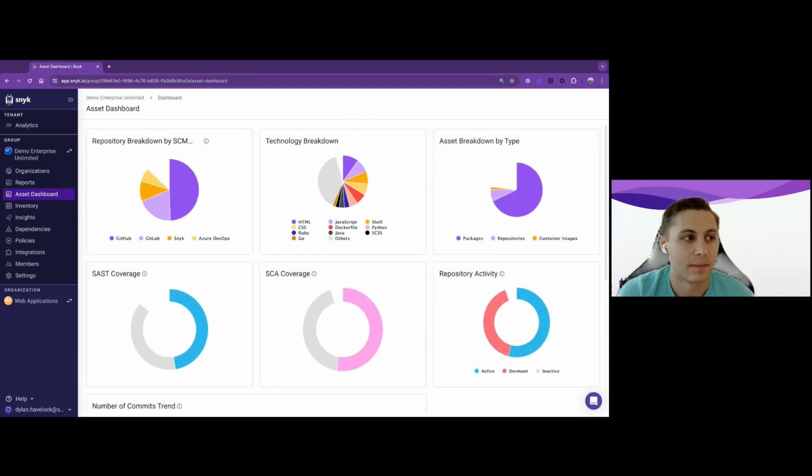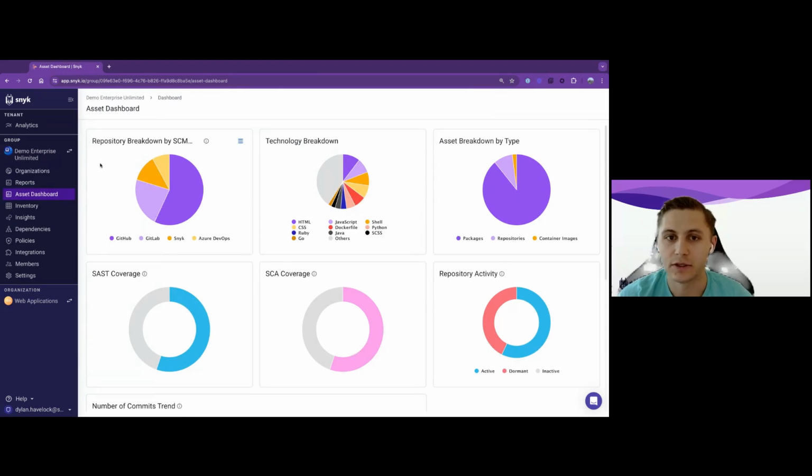So right off the bat, at a high level, what we're looking at is a breakdown of asset types. You can see that we're able to pull in not just what we have with Snyk, but directly from our source control managers in terms of repositories. So we can see GitHub, GitLab, Azure DevOps in this case. And then we can also quickly see what exactly is being covered by Snyk in terms of SAST and SCA coverage. But we can also see what those gaps are. So the places where Snyk is missing, or our AppSec tooling is missing.